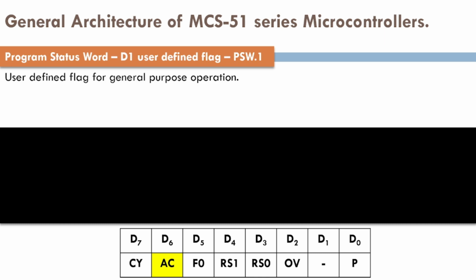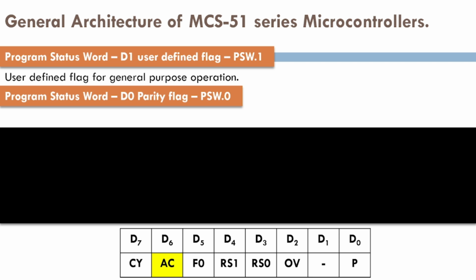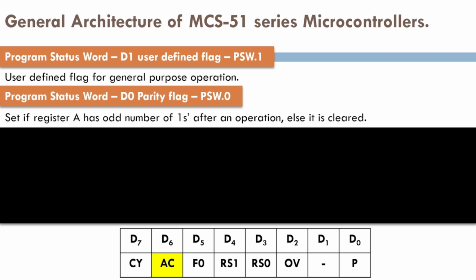The program status word, PSW, bit D1 is a user-defined flag, PSW.1, for general-purpose operations. The PSW bit D0 is the parity flag, PSW.0, which is set when register A, the accumulator, contains an odd number of ones after an operation, otherwise, it is cleared.